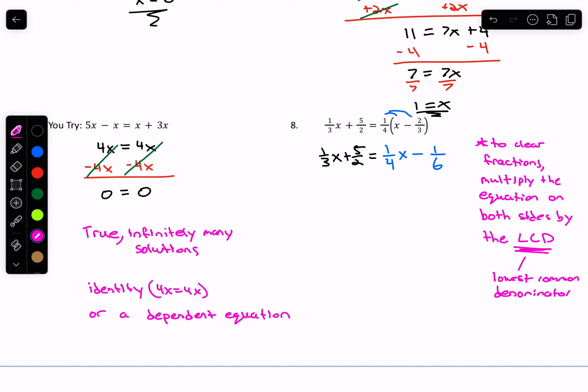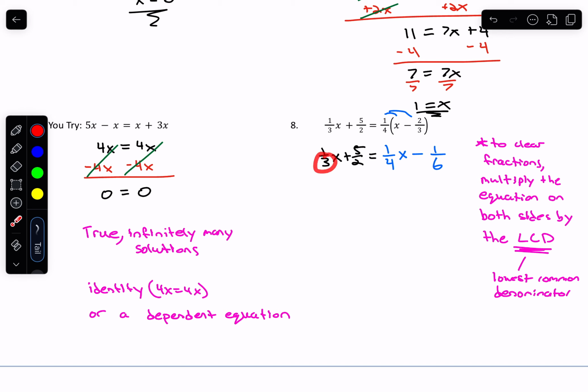So we have a 3, a 2, a 4, and a 6. Between 3, 2, 4, and 6, we want to know what is the smallest number that is divisible by all of these numbers. That number is going to be 12. The way you find out what the least common multiple is, you take all of the prime factors of these numbers and you put them together.